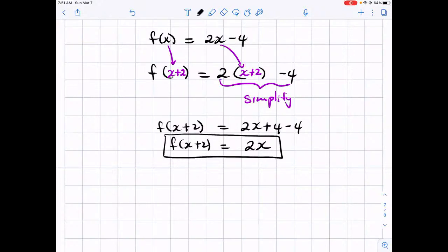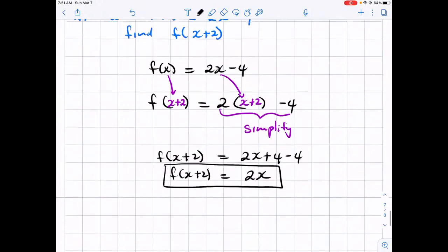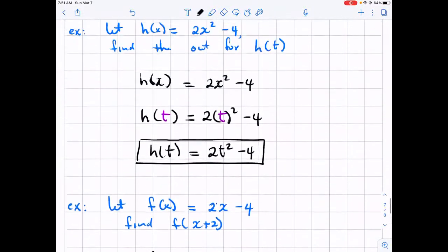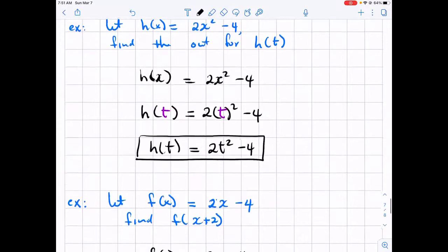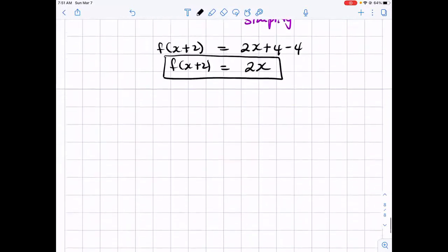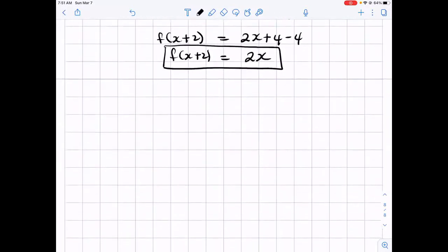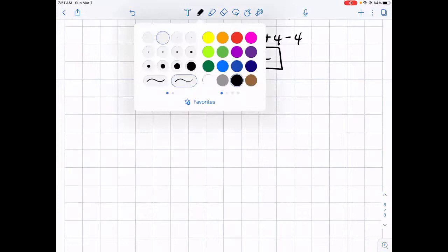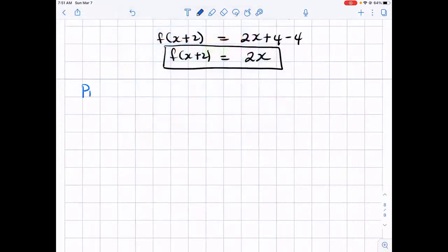These are just some simple functions that we're evaluating, where we're plugging in specific values for our inputs. Now, there's also something that's called a piecewise function. Piecewise functions.